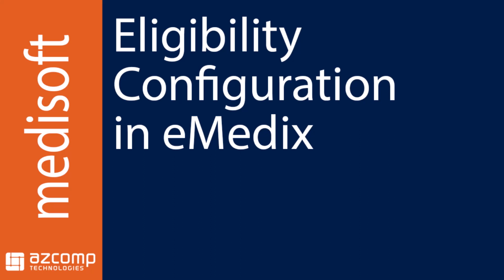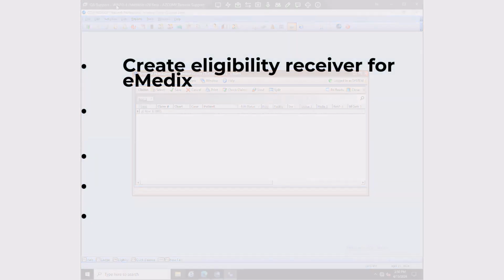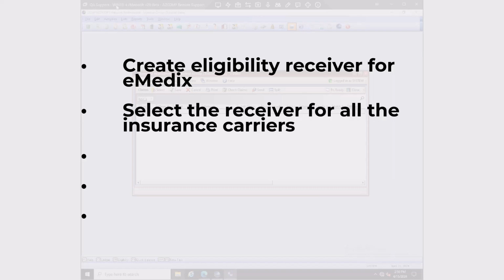Hi everybody, in this video we're going to show you how to create the eligibility receiver for checking on things like the patient's deductible, copay information. We're going to show you how to do this with the eMedix clearinghouse, as well as a shortcut on how to add that receiver to all your insurance carriers in Medisoft.